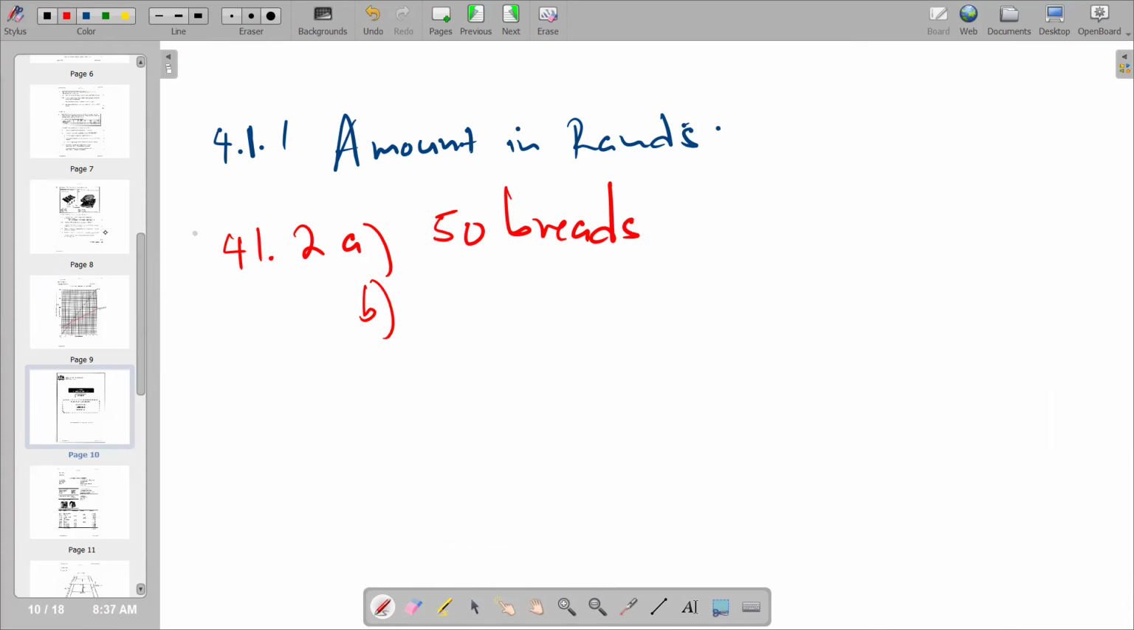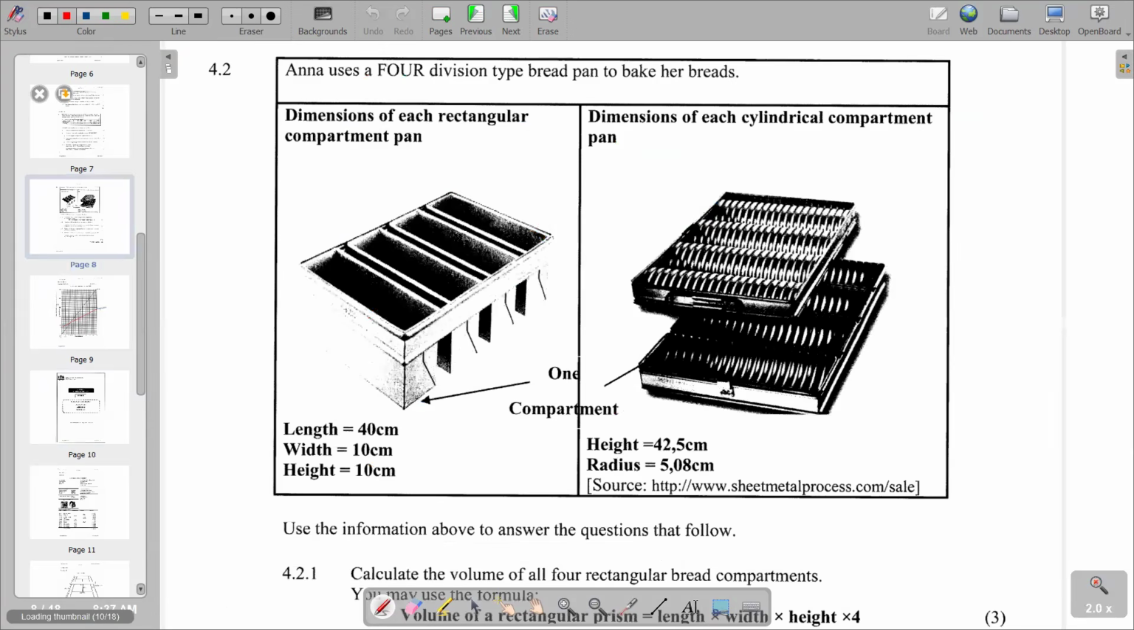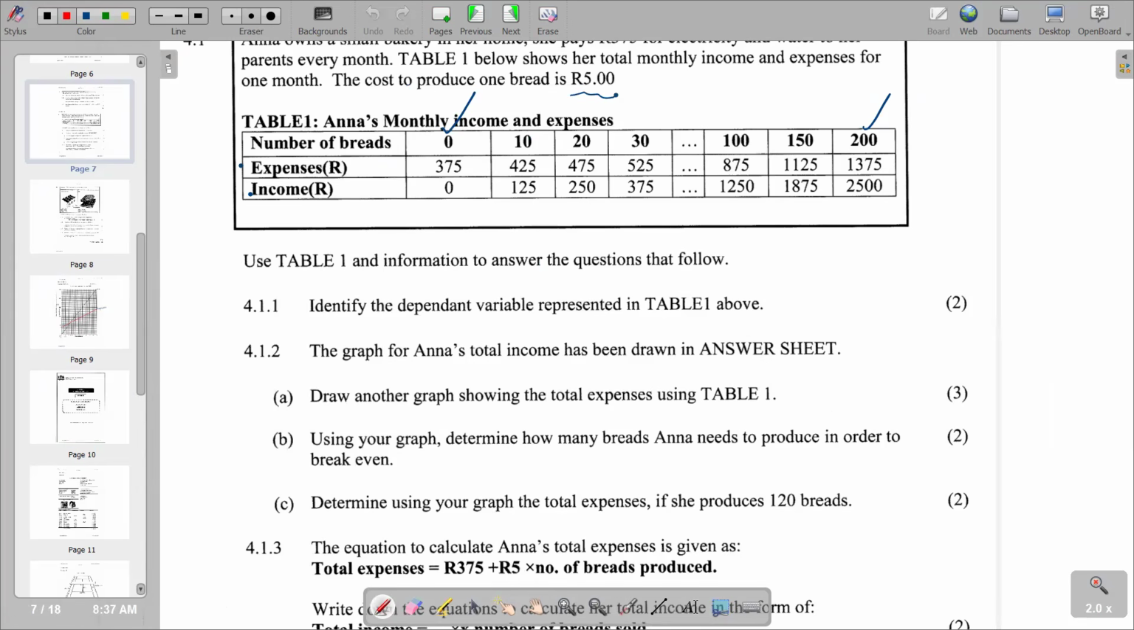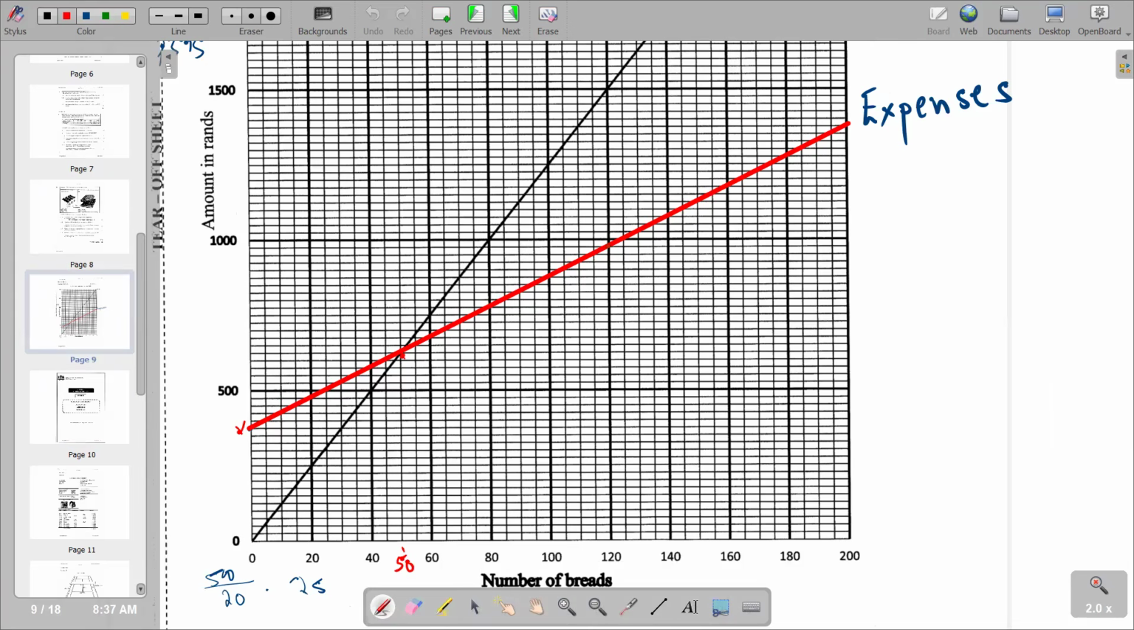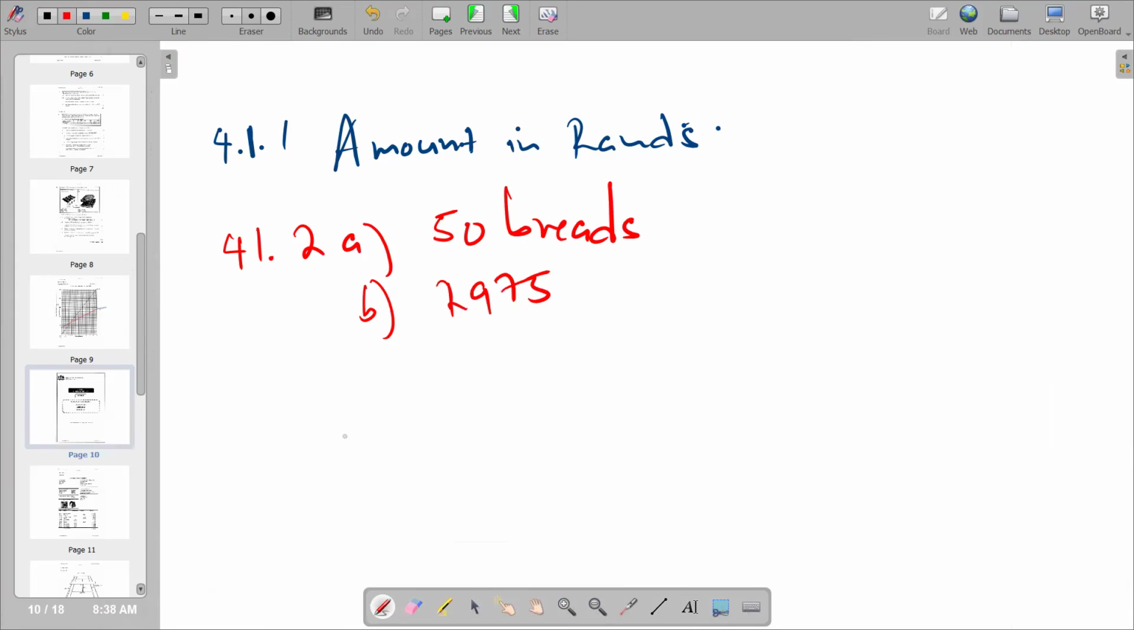Then we go to the second part, which is B, which says determine using a graph the total expenses if she produces 100. So we go up, we see we are here. We are just 25 below 1,000. So 1,000 minus 25, we get 975. So we have 975 rands for that part.